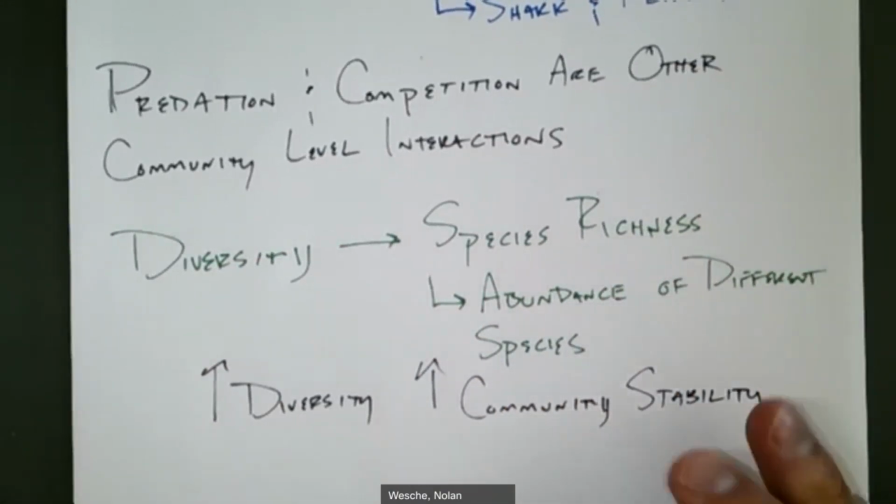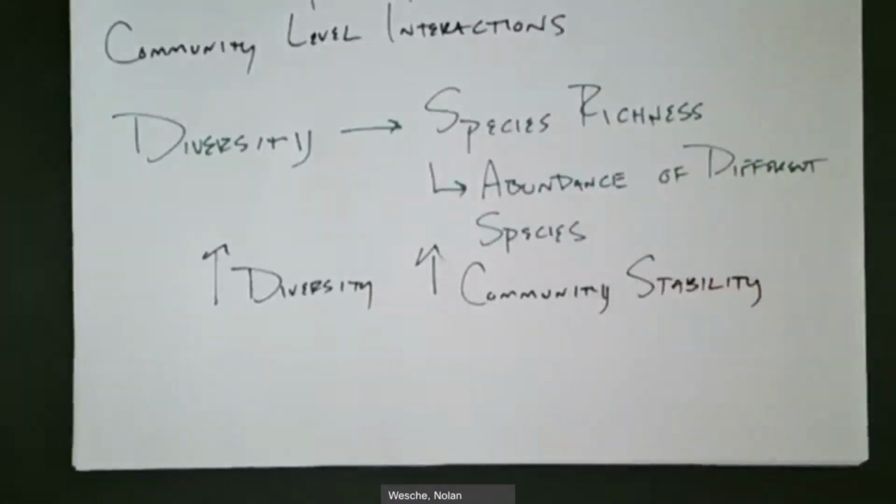And there's a way to actually calculate this. You don't need to know this. It's called the Simpson's Diversity Index. And it's a formula where you can actually quantify the diversity index of a particular community.